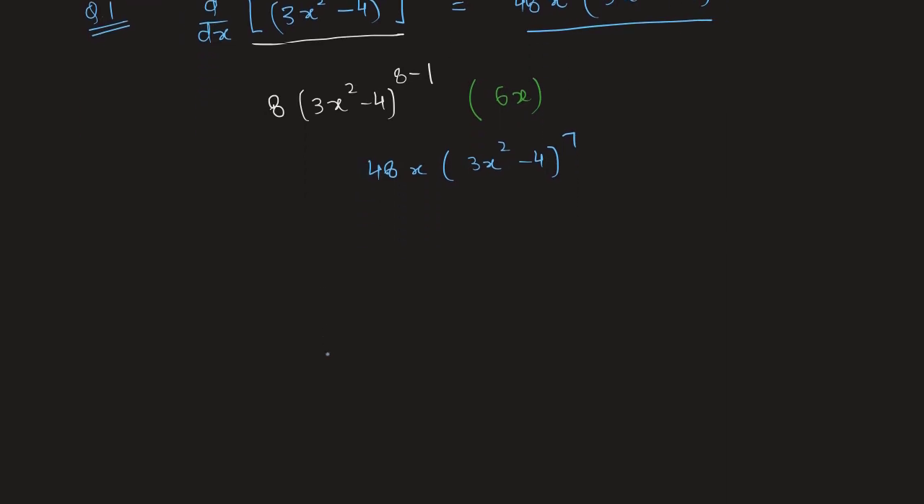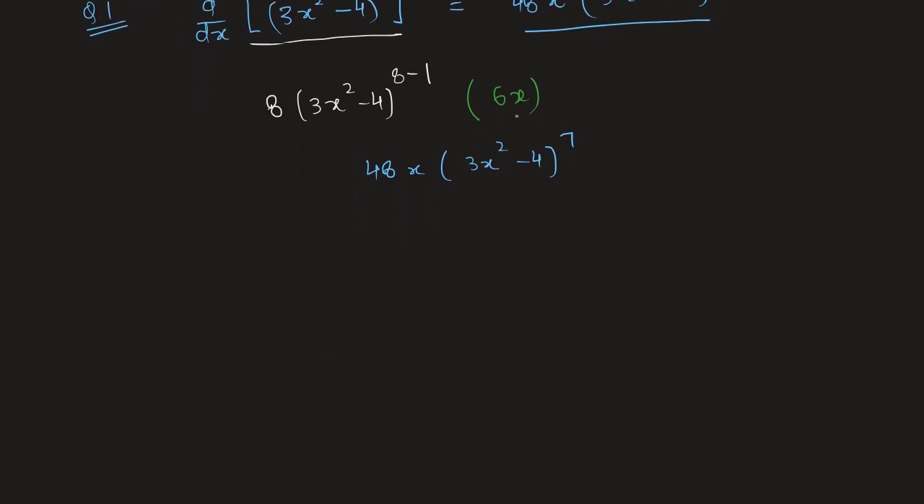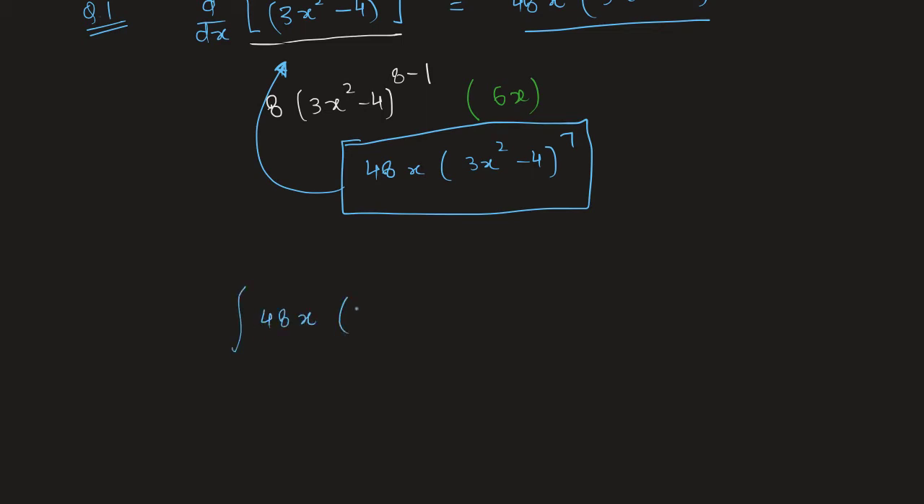Okay, now the integration of this function, means the integration of this part, should be this. Yes or no? Okay, let's check it out. How will we do that? Now, the interesting thing over here is, if you start integrating 48x (3x square minus 4) to the power 7 dx.